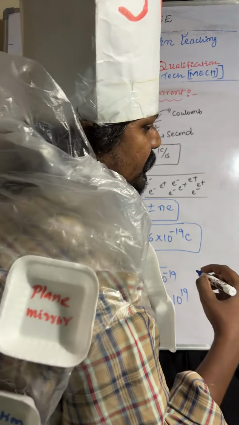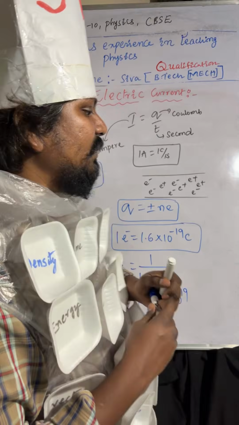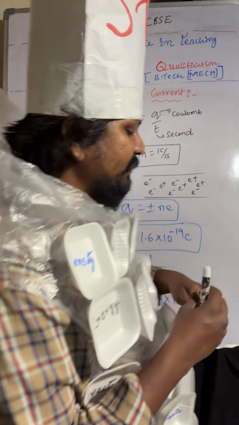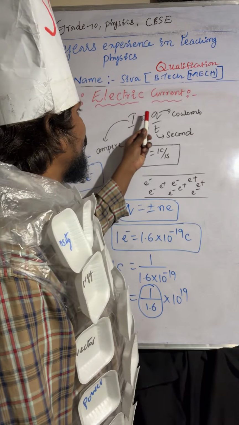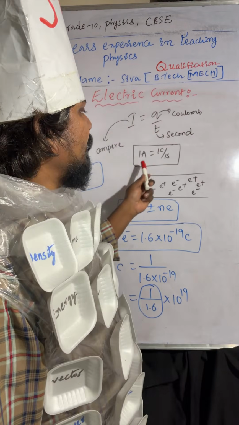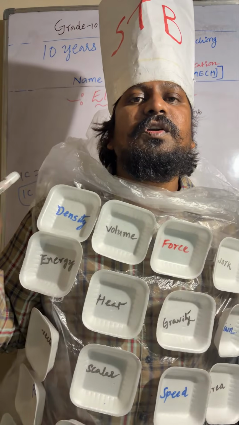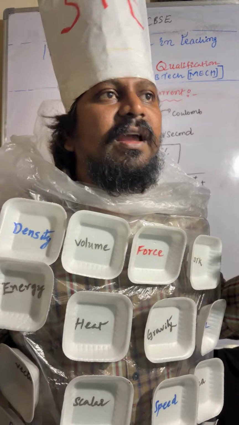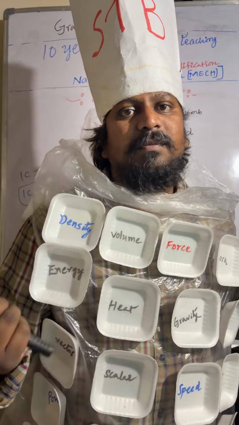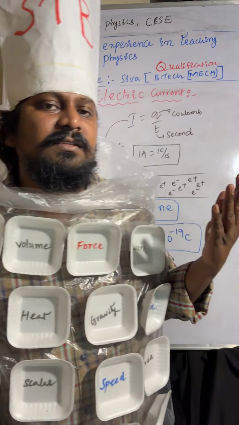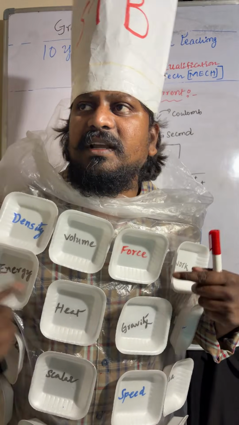The rate of flow of charge is called electric current. The SI unit of electric current is ampere, the SI unit of charge is coulomb, and the SI unit of time is second. 1 ampere is defined as 1 coulomb of charge flowing through a unit cross-section area per second. They will ask in the exam: define 1 ampere of current, define electric current, what is the SI unit of electric current, what is the SI unit of charge?